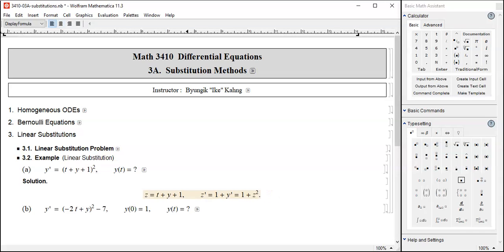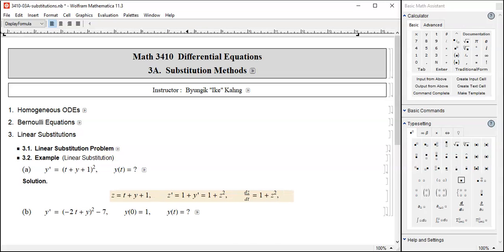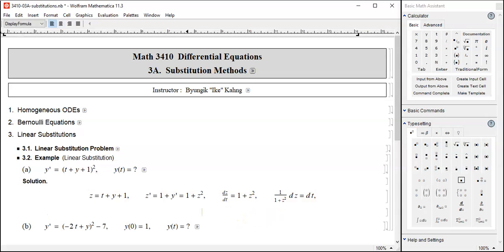So what did we get? We got a separable equation. Z prime is equal to 1 plus z squared. And we can use the separation of variables. 1 over 1 plus z squared dz is equal to 1 times dt. And we can take the antiderivative of both sides. Let's continue here.